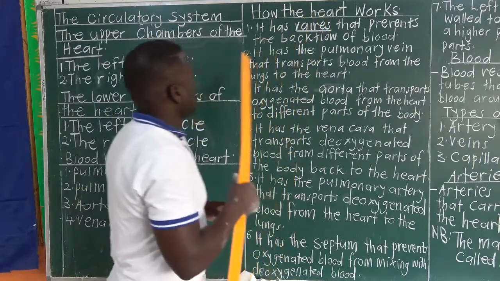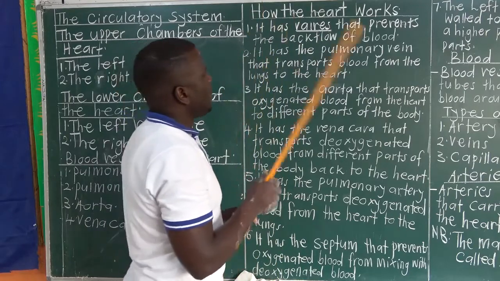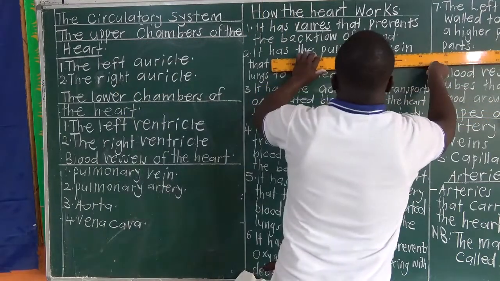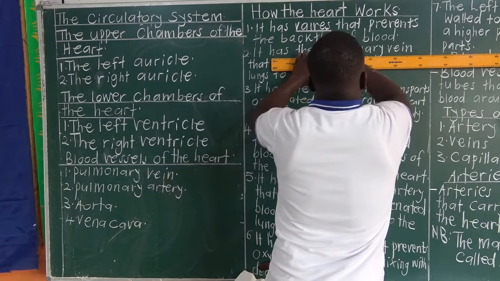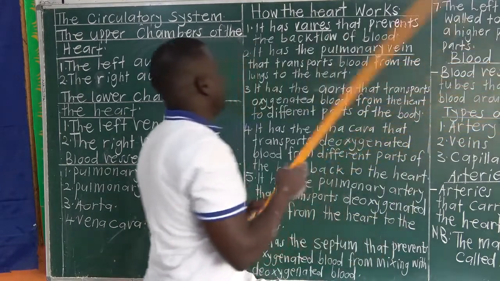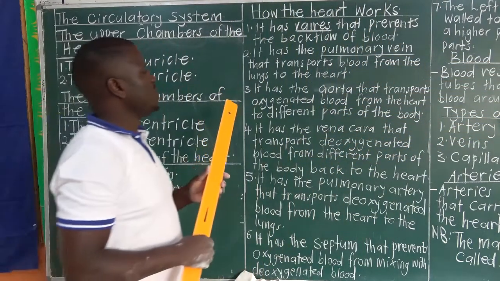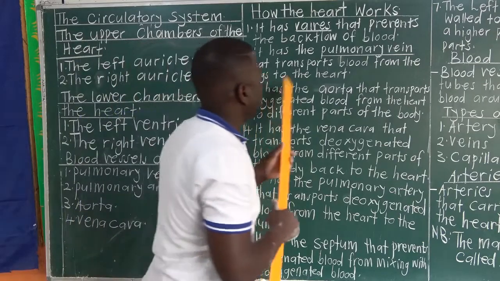Number two, the heart has the pulmonary vein. This pulmonary vein helps to transport oxygenated blood from the lungs to the heart.